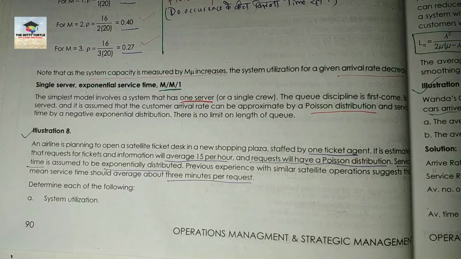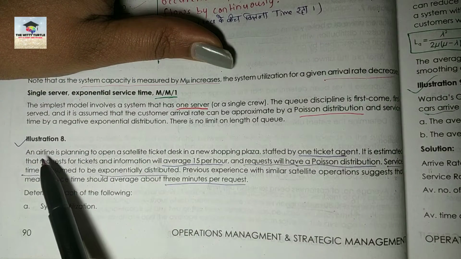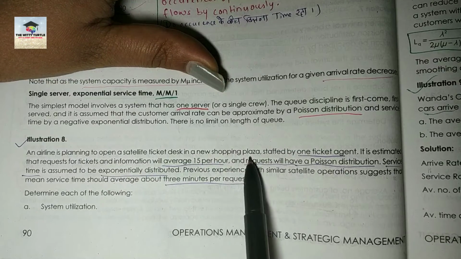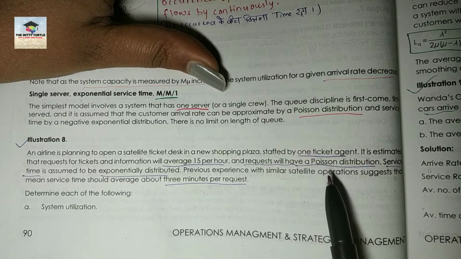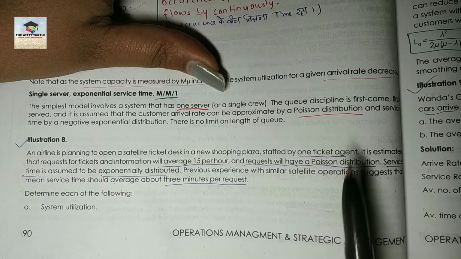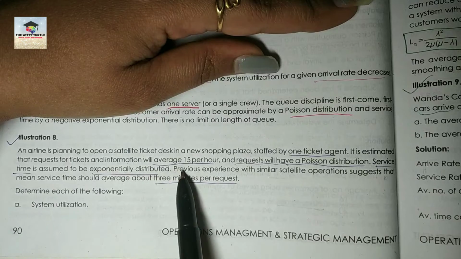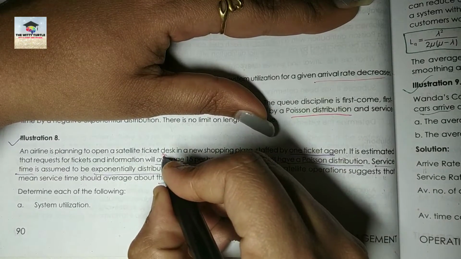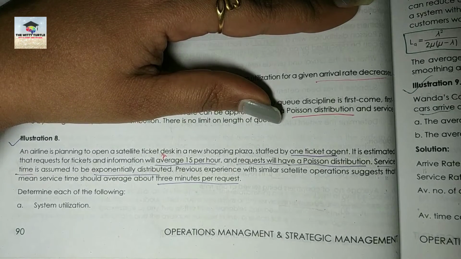So coming to the illustration under single server exponential service time. Illustration 8 says, an airline is planning to open a satellite ticket desk in a new shopping plaza, which is staffed by one ticket agent. That means there is only one server, this one ticket agent, who is booking tickets for everybody. It is estimated that requests for tickets and information will average 15 per hour, right? So this is your lambda. Your lambda is 15 per hour, 15 customers per hour. This is your arrival rate.